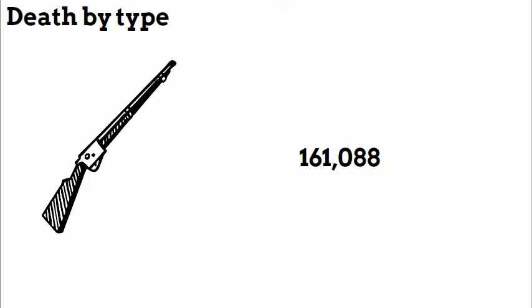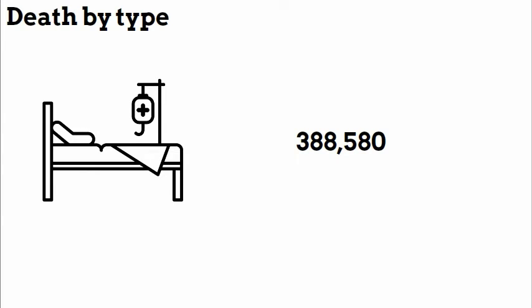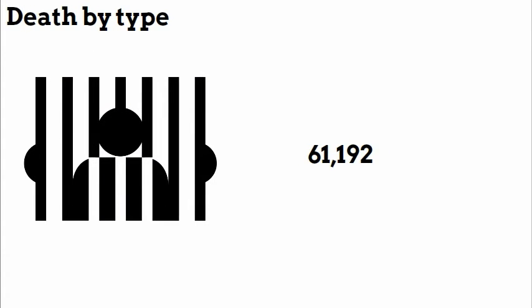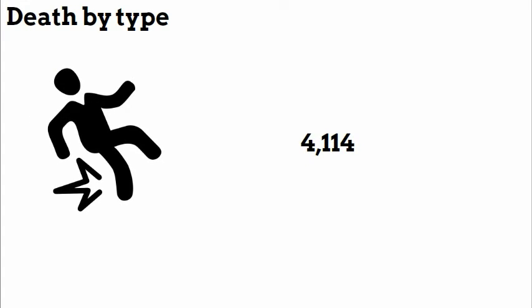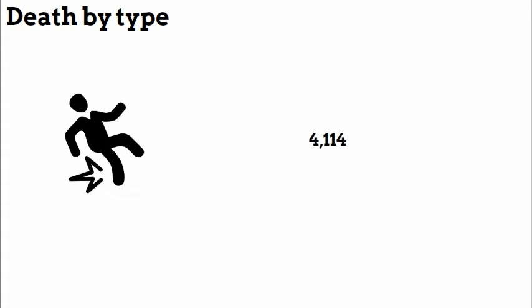The death of the Union and the Confederate soldiers can be divided into many categories. Here are the following. 161,088 soldiers died in the action. 388,580 soldiers died of disease. 61,192 soldiers died as prisoners of the war. 24,881 soldiers died due to other types of non-battle causes. 4,114 soldiers died of accidents.